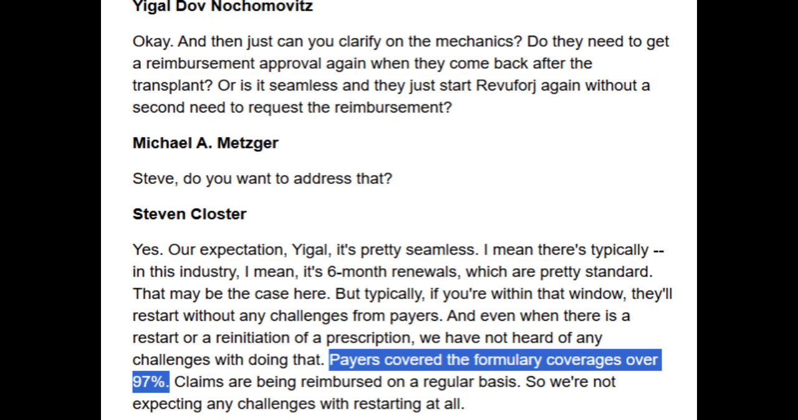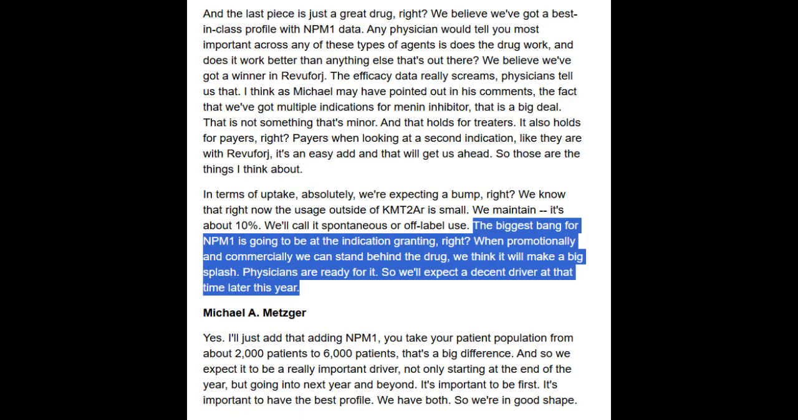Let's talk a little bit about the expanded indication. I'm not super nervous about this with the FDA. Expanded indications usually get approved at something like 90% odds. And they mention here that expanding the indication is going to be huge. That's the thing that's going to take it from $750 million to $2 billion.